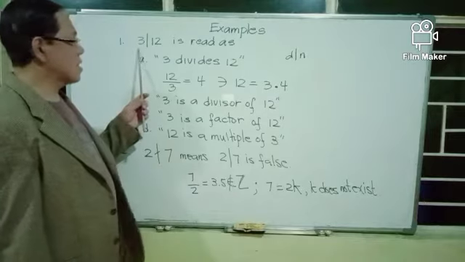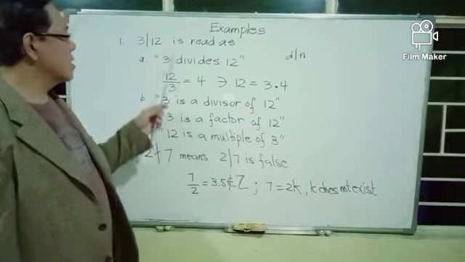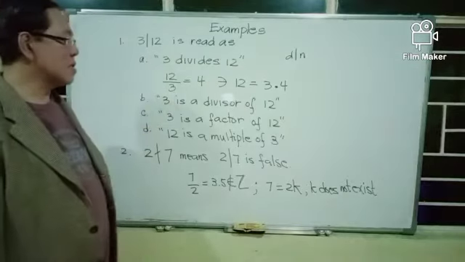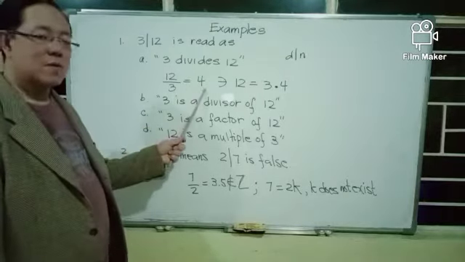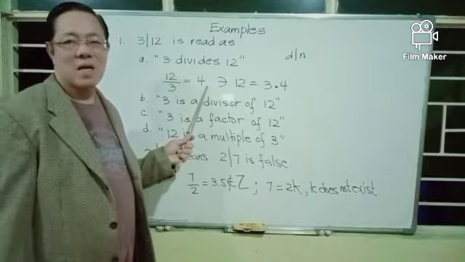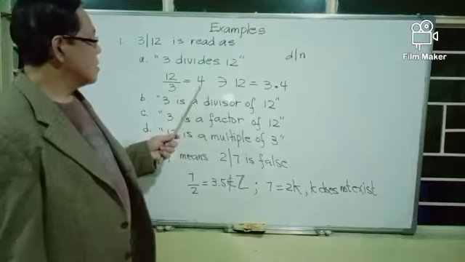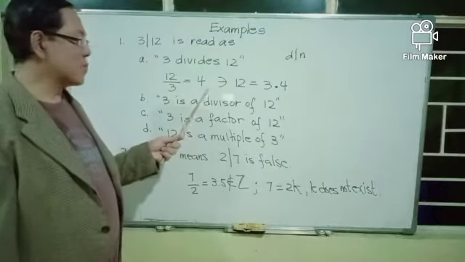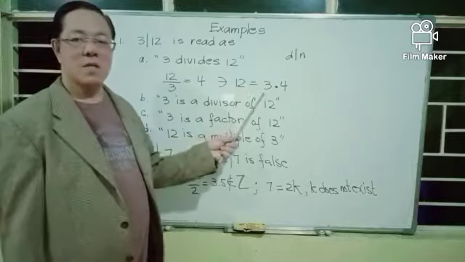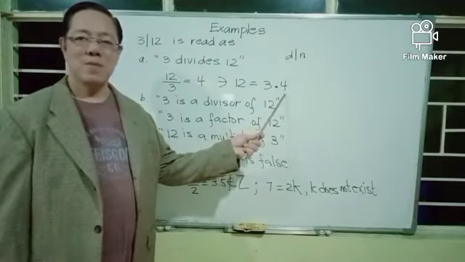In example 1, 3 divides 12, because if we actually divide 12 by 3, the answer is 4. So there is at least one integer, and actually there is only one integer, 4, with this property: 12 equals 3 multiplied by that integer, and that integer is 4.